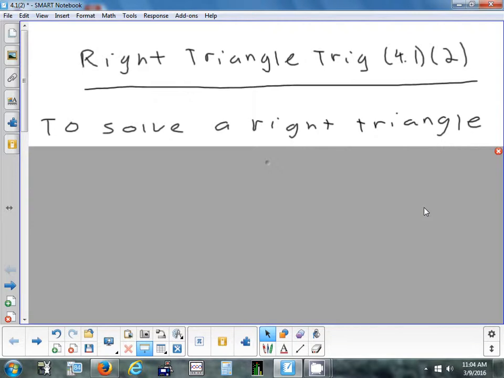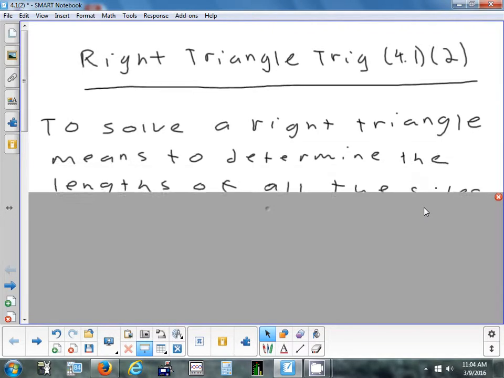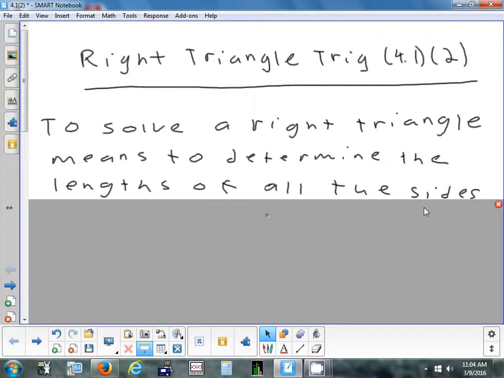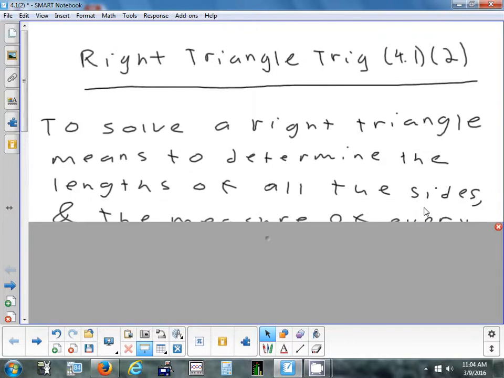Yep, you got to find all the angles. And what else? Oh, Stephen, what else can you find in a triangle besides the angles? So to solve a triangle means we have to find all the angles. And we also have to find all the sides, like the legs. Legs, hypotenuse. Okay, so we got to find the angles. We have to find the sides.